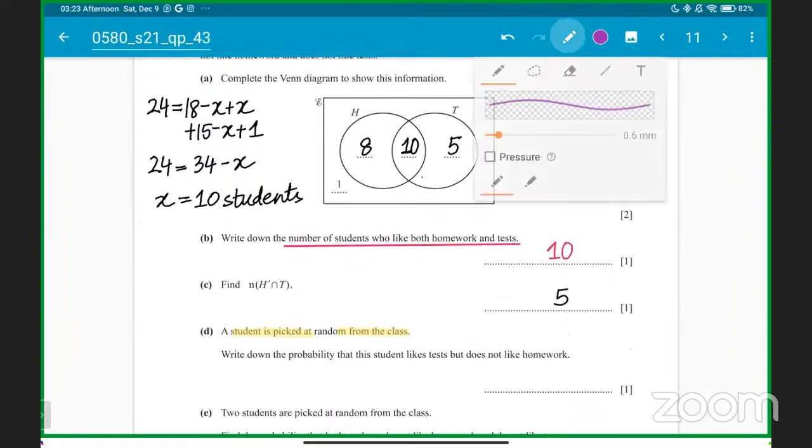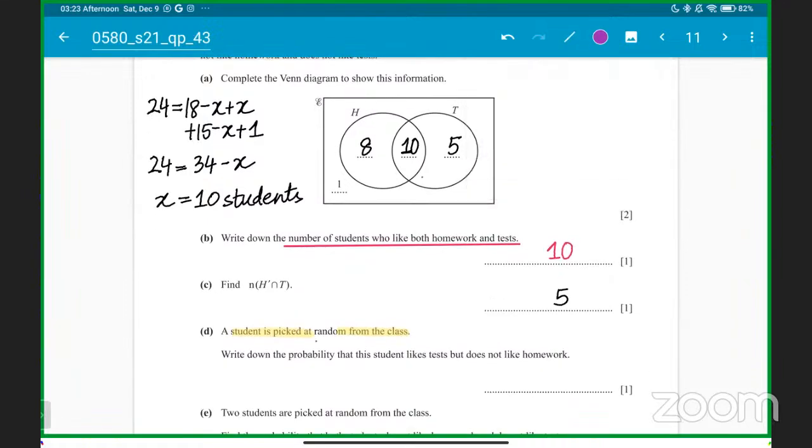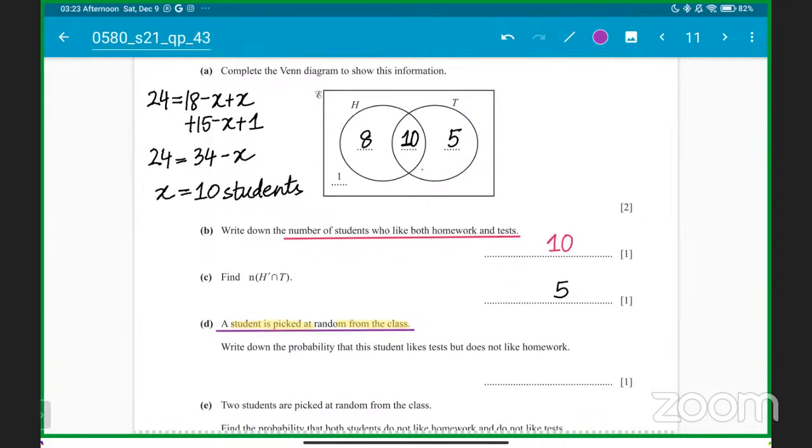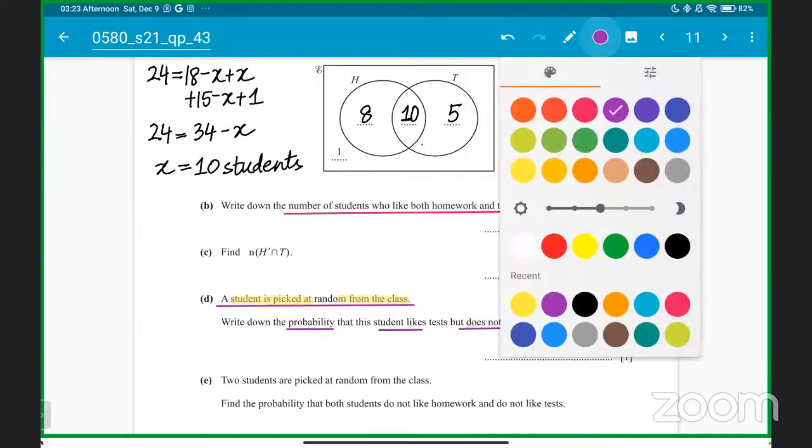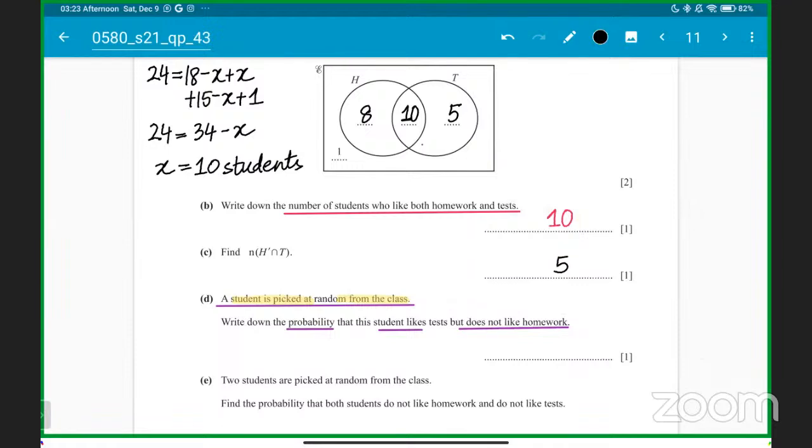The student is picked at random from the class. So total number of students are 24 in the class. One of them is picked. Write down the probability that this student liked the test but does not like the homework. So what are the students who like only test but do not like homework? There are 5 students. So it will be 5 over 24.